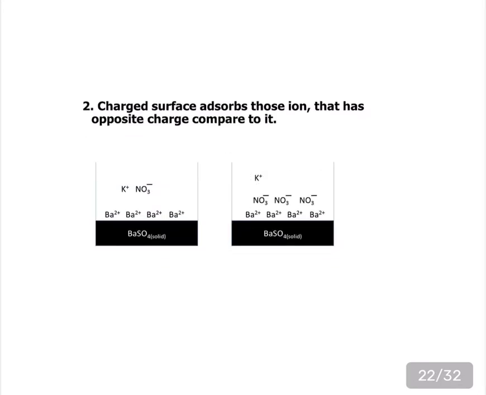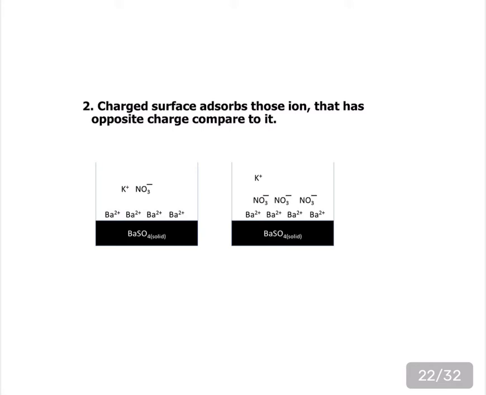The second rule says that a charged solid surface will adsorb those ions that have opposite charge compared to it.